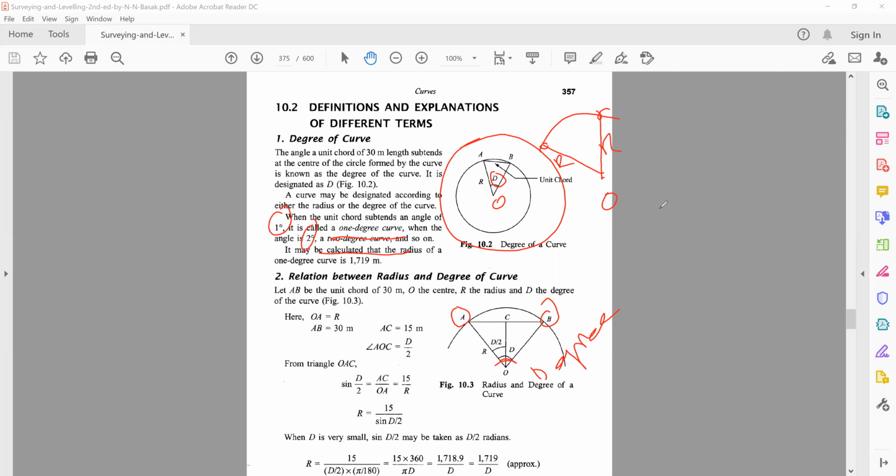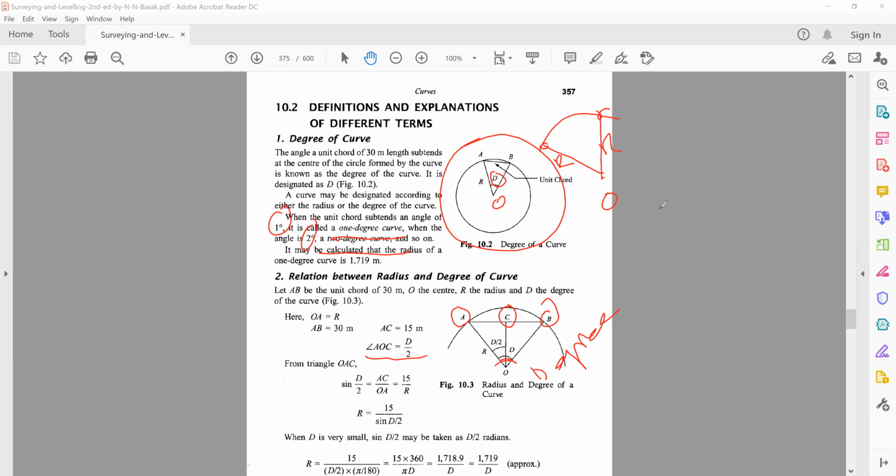And if you draw a straight line above from point O, which intersects the line AB at the point C, that means the distance AC and the distance CB would be 15 meters. And the degree of the curve would be divided into two. So now you would have d by 2 on the left and d by 2 on the right. Now, if you take the triangle AOC, we have the angle AOC equal to d by 2.